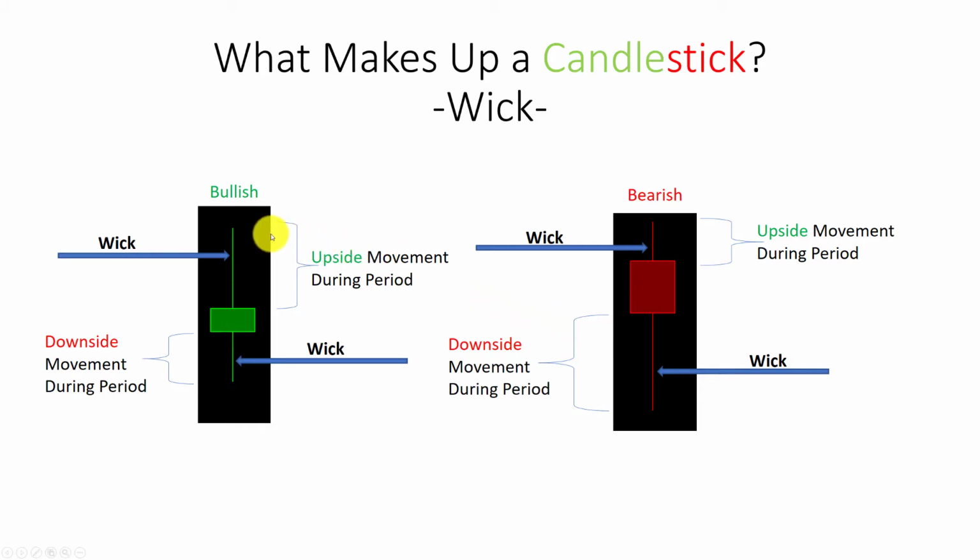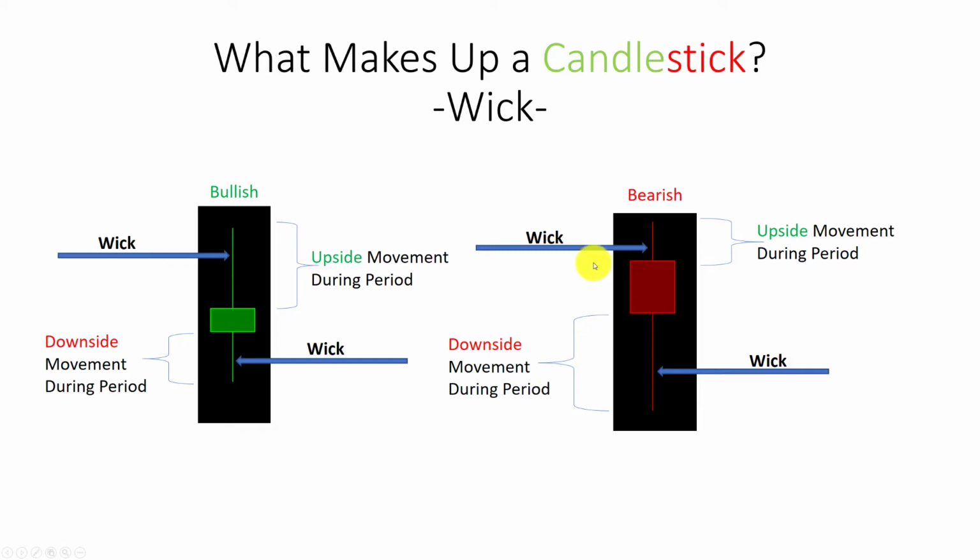So the second part of the candle is going to be the wick. And now the wick is showing you the price movement outside of the opening and closing price. The upper wick is going to show you the upside movement during that period. And the lower wick is going to show you the downside movement of the period. The same with the bearish, upside movement and downside movement.